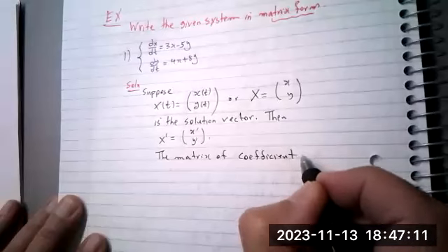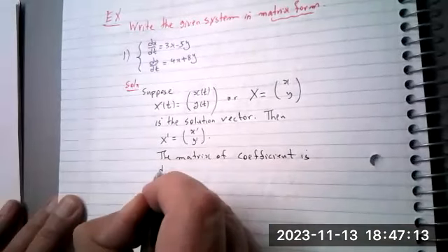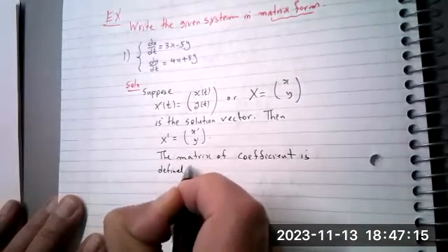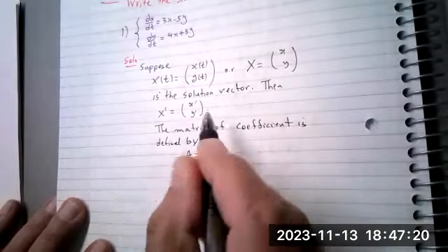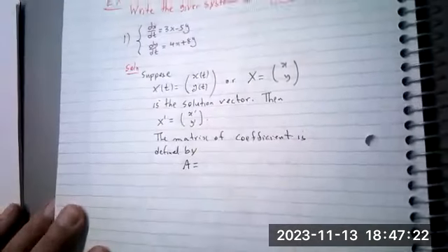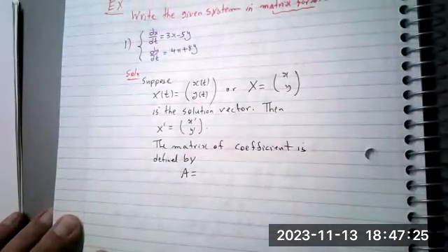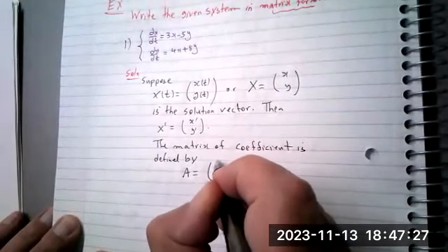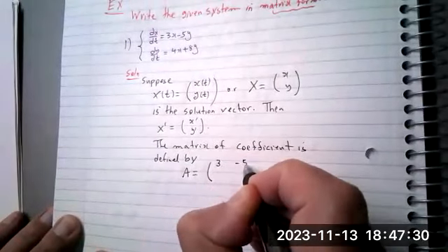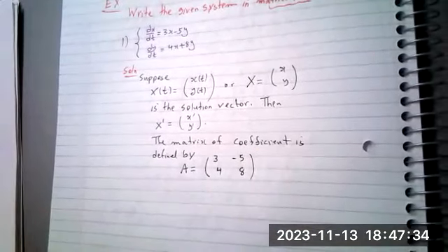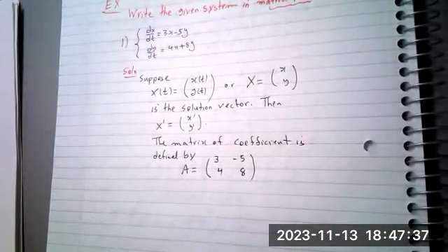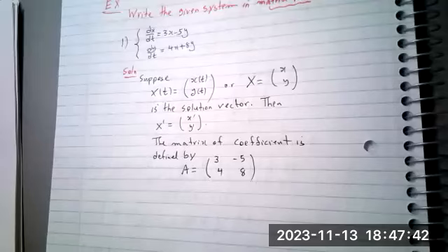Okay, the matrix is defined, or we can define it. The notation that we use is A for the matrix, and the coefficients are going to be the coefficients of this linear equation. So this is going to be 3, -5, 4, 8. You pick the x to be (x, y), or (x(t), y(t)), and the A to be 3, -5, 4, 8. Now, if you change the system, what are you going to have?